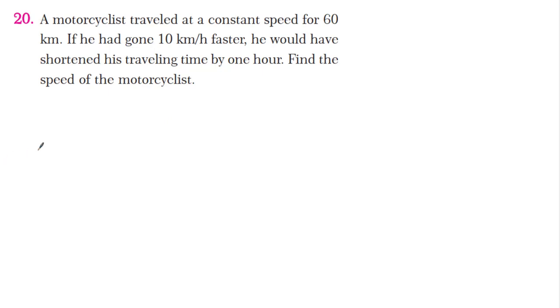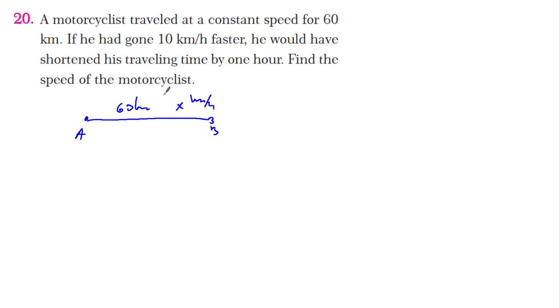A motorcyclist traveled at a constant speed for 60 kilometers. So the distance, let's say from here to here, two places, let's label them A, B. The distance is 60 kilometers. At what speed? Well, we don't know, so the speed is x kilometers per hour.